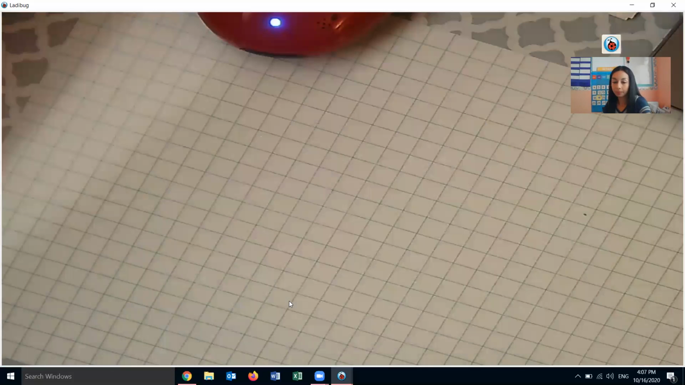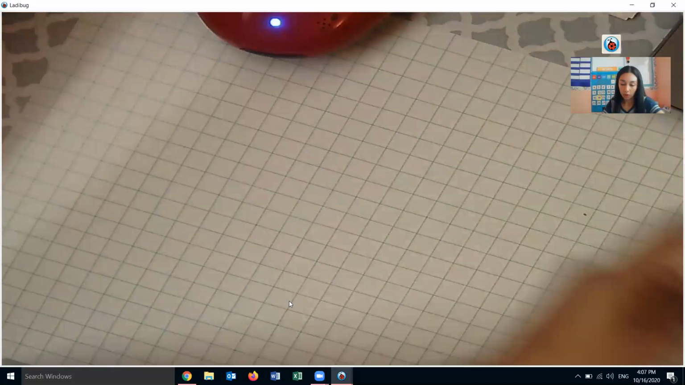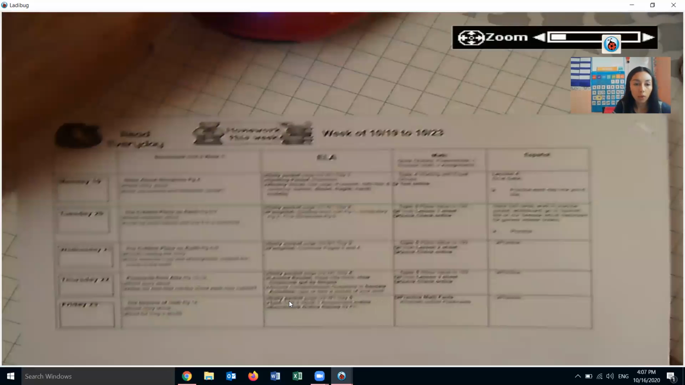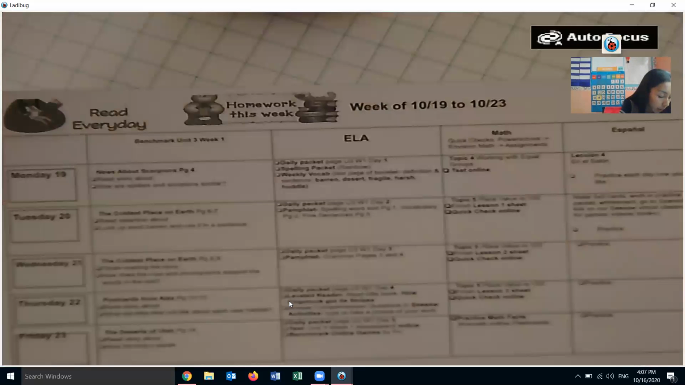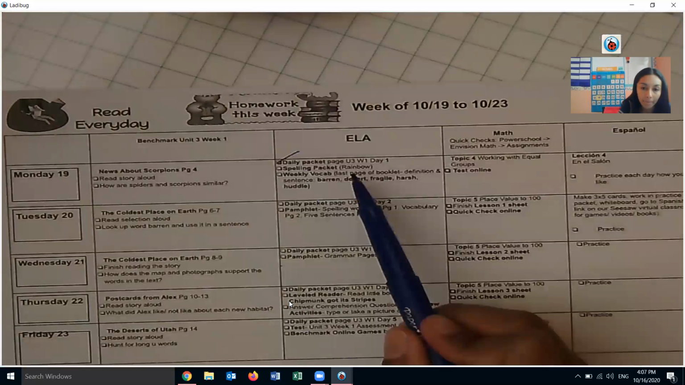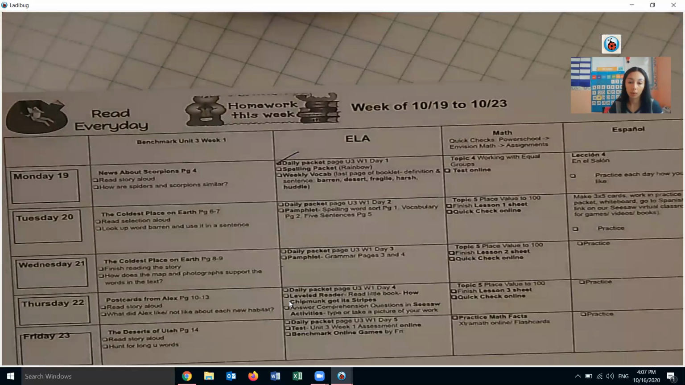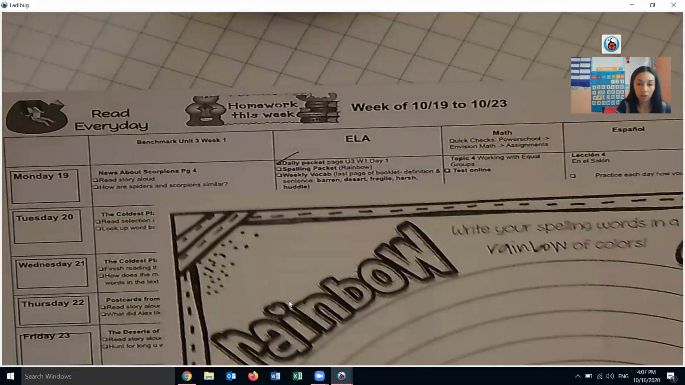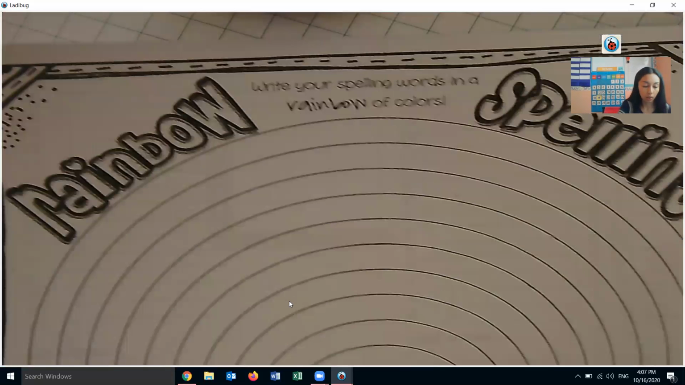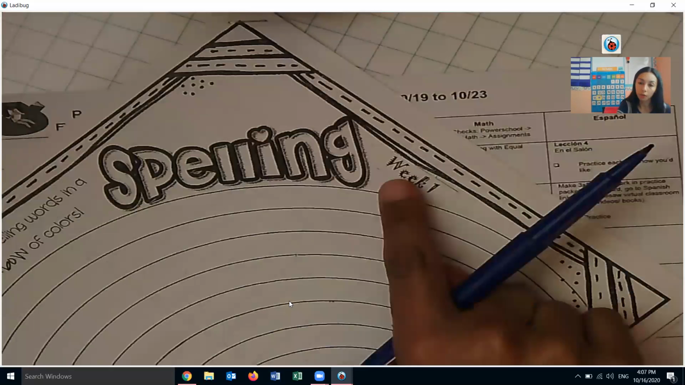Flip this away. Okay, so this is our calendar with our homework for Unit 3, Week 1. So we just did daily packet. Next, we're doing rainbow. I'm not going to do the whole thing for you here, but I'm just going to remind you that we're back on here. So you want to find the one that says Week 1, which is the front page.